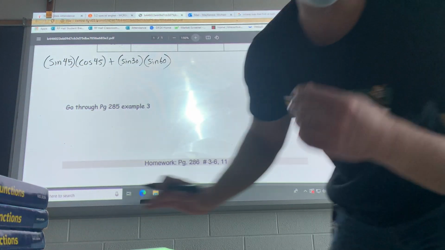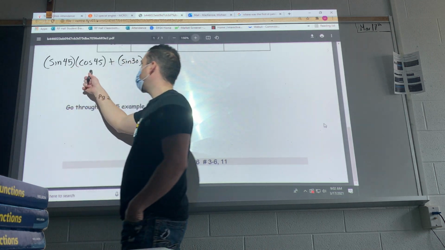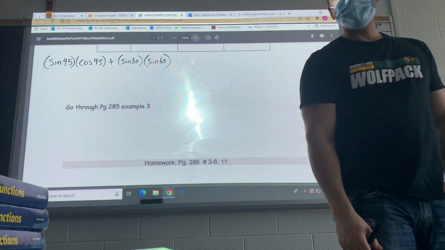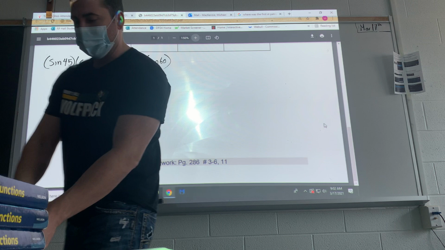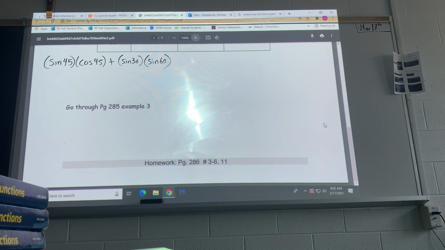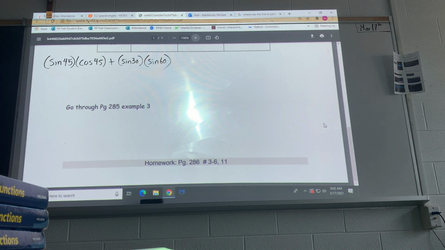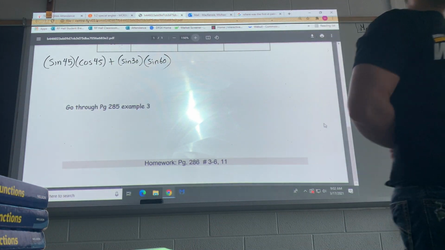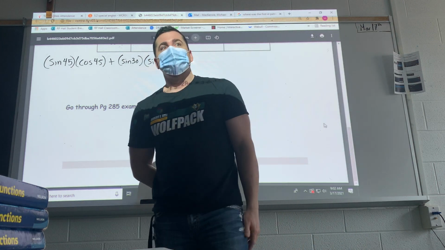Trying to get it so it's not in glare. Okay, it works. So sine 45 times cos 45, and then sine 30 times sine 60. I just want to give you one example because you'll see them in the homework. Okay, so don't look at the answers they give you. So all we're doing is finding what the values are and plugging them in. So use your table, or you can use the triangles.